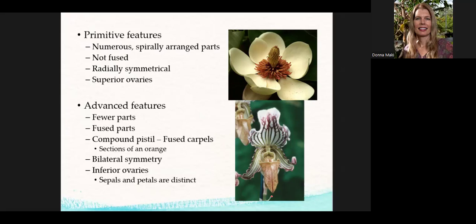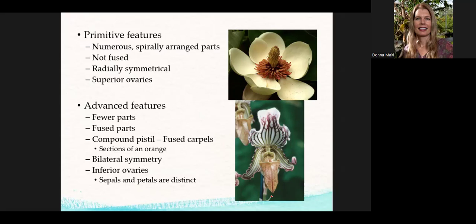If you compare that to the image on the bottom here, this is an orchid. Orchids are very evolutionarily advanced. You can see that they've pared down how many flower parts they have. They've simplified. And so you have fewer petals, fewer male-female structures. You tend to get fusion of the structures in the flower.